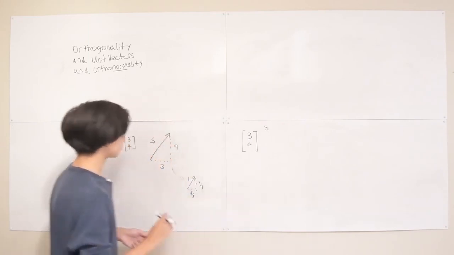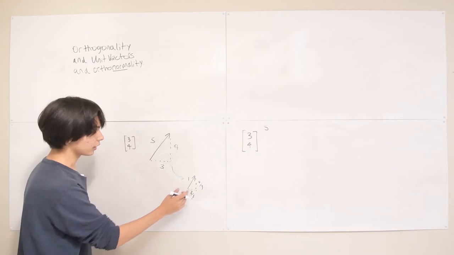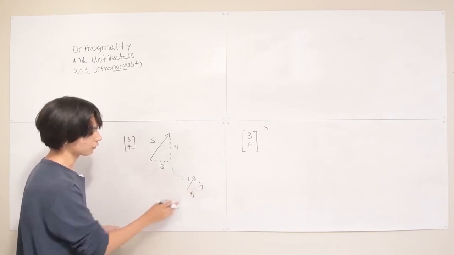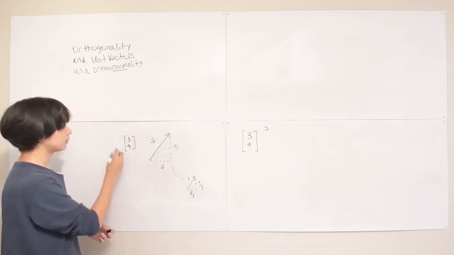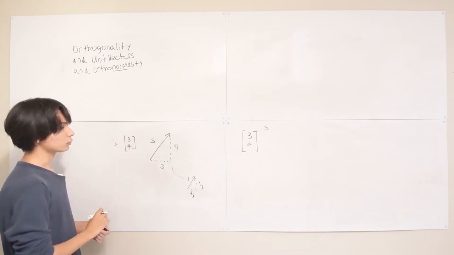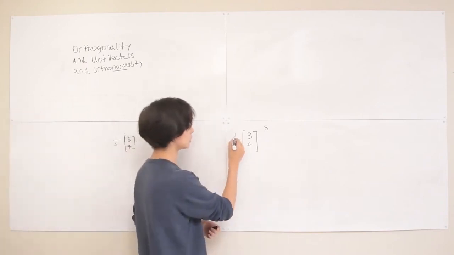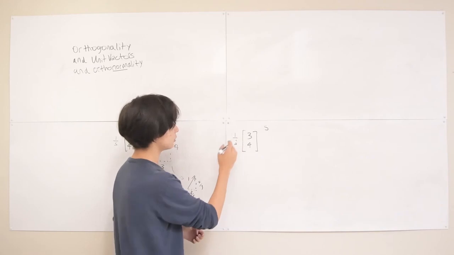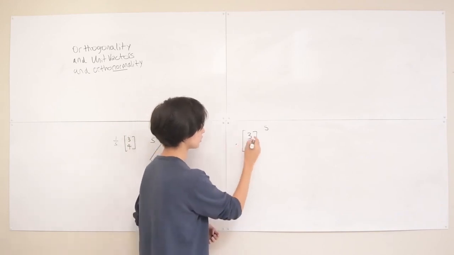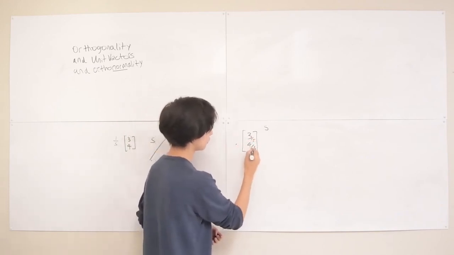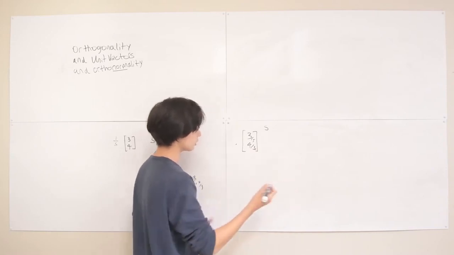So let's see what happens. We divided all sides by 5, so this new vector has x component 3 over 5 and y component 4 over 5. Basically we just multiply the old vector by 1 over 5. Let's see what the norm of this is, and hopefully it's 1. So we multiply this by 1 over 5, which gives 3 over 5 and 4 over 5. Let's take the Euclidean norm of this again.